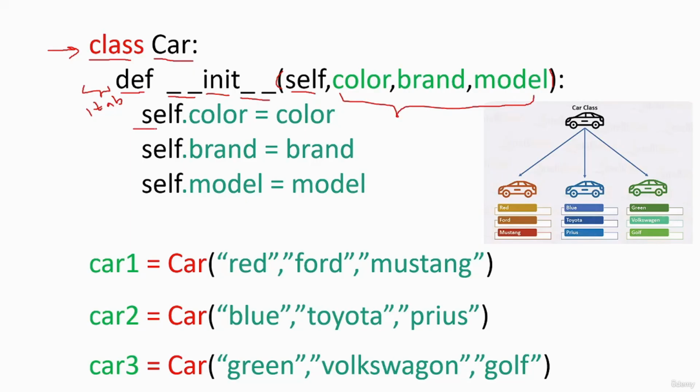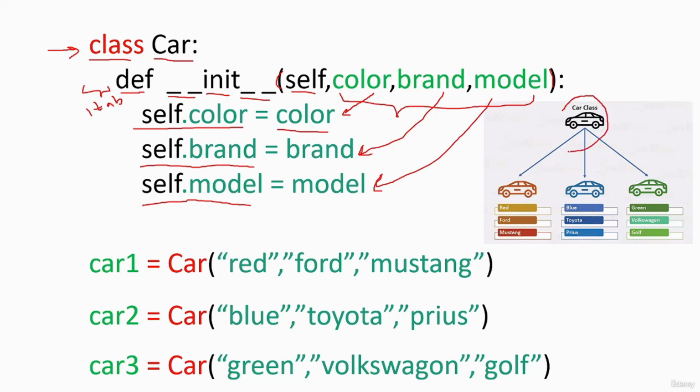Here I have created a property called color, which is equal to argument color. Property brand is equal to the argument brand. Property model is equal to the argument model. So these values will be assigned to these properties. Now we have created the class called car. It has properties color, brand, and model.